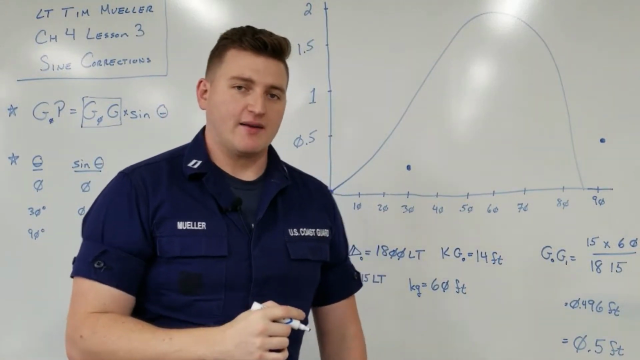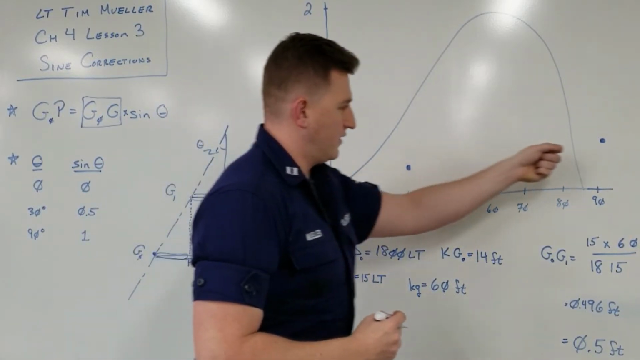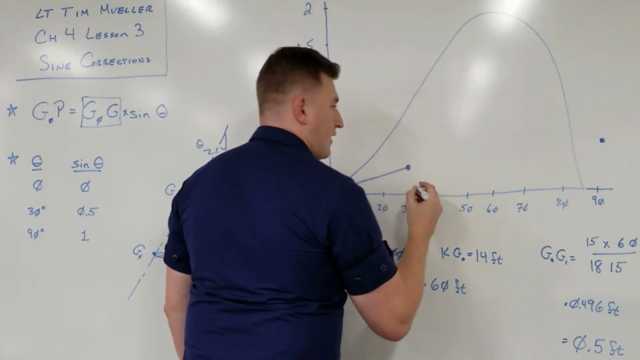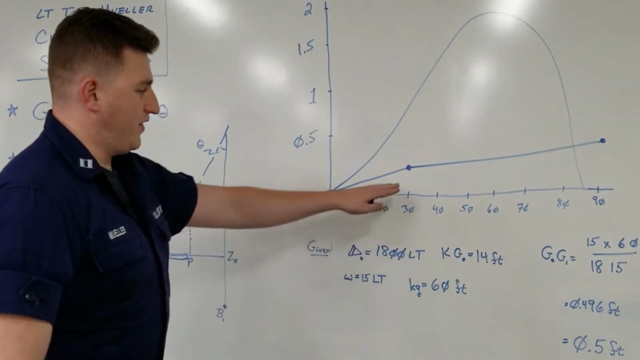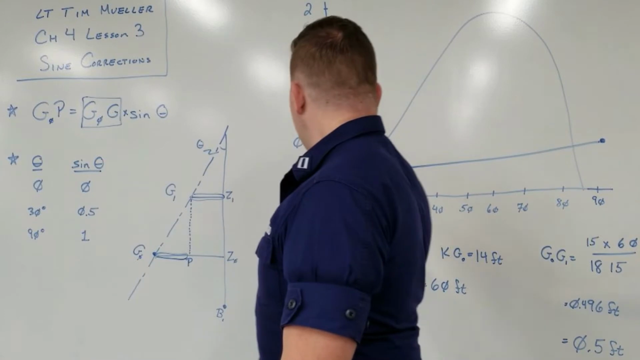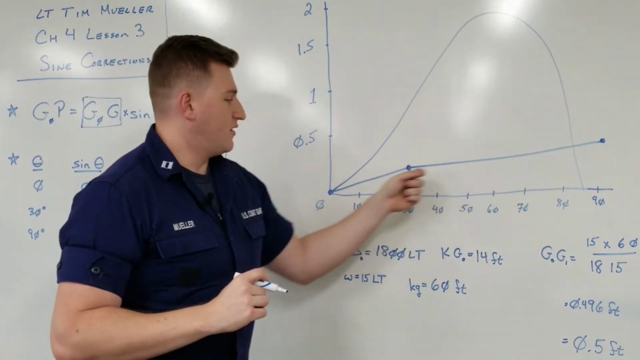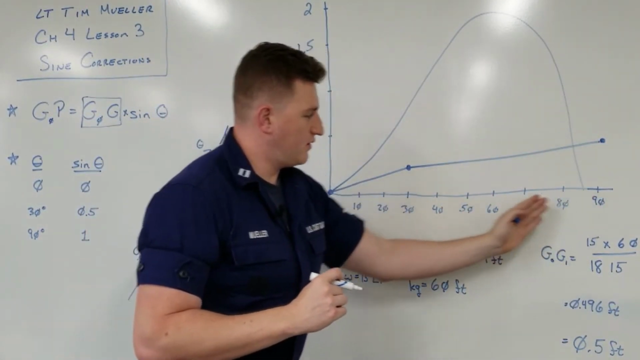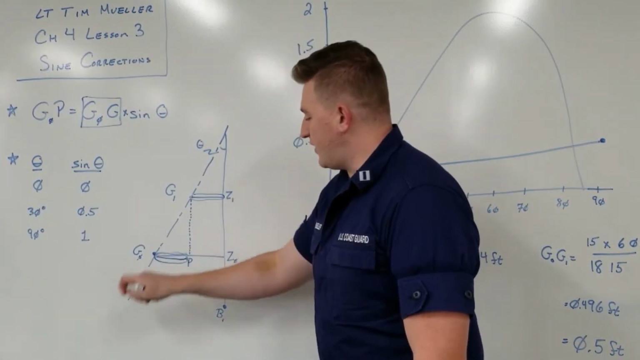Now I just draw a line from the first one to the second one, then from the second one to the third one. So I go here to here, then from here to here. This here is now my sine correction curve. This curve that I just drew here is the graphical representation, through all degrees of inclination, of this right here, this GG1 sin theta.